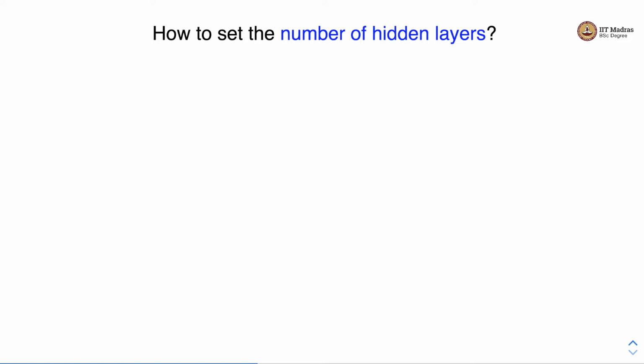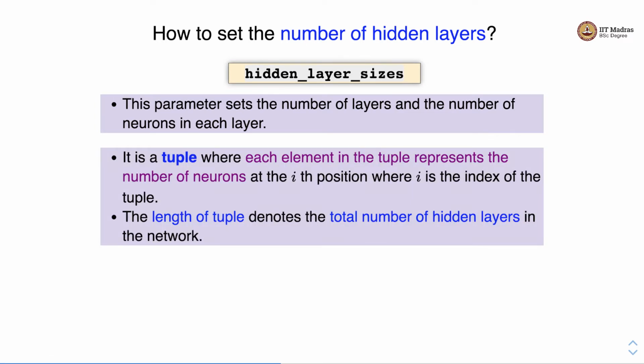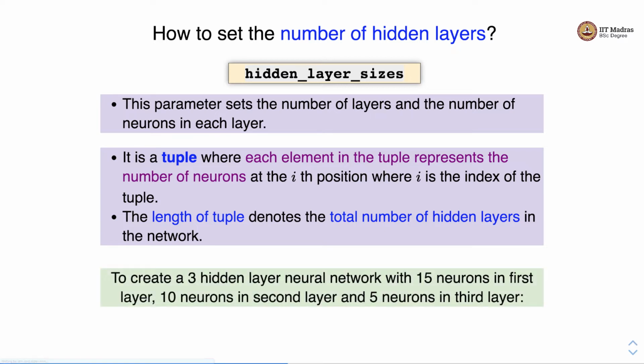Let's see how to set the number of hidden layers. We can set it with parameter hidden_layer_sizes. This parameter sets the number of layers and the number of neurons in each layer. It is a tuple where each element in the tuple represents the number of neurons at the ith position, where i is the index of the tuple. The length of the tuple denotes the number of hidden layers in the network.